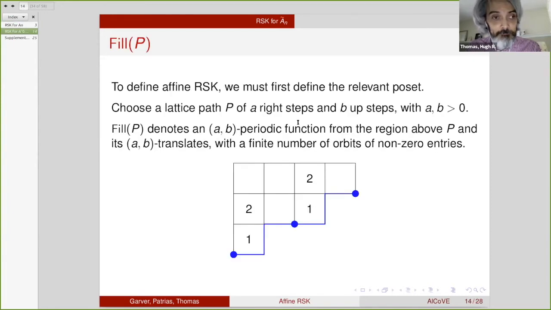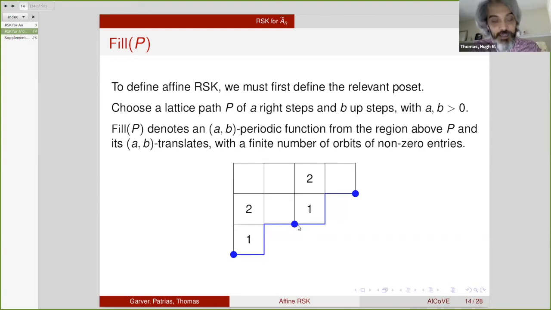And now I'm going to explain how to do this for A_N tilde. So first of all, I need to tell you what the poset is that we're dealing with. So what we're going to do is we're going to choose a lattice path with A right steps and B up steps. In this case, it's just this path here, just right, up, right. And then we're going to take all the (A,B) translates of that.